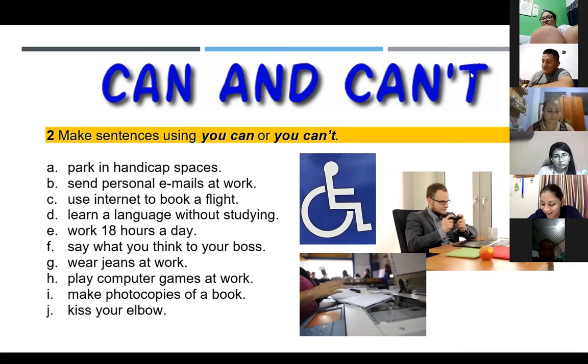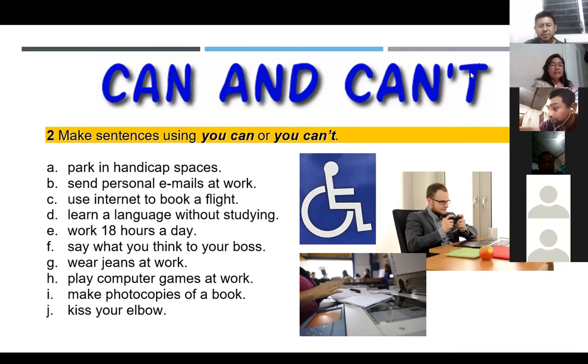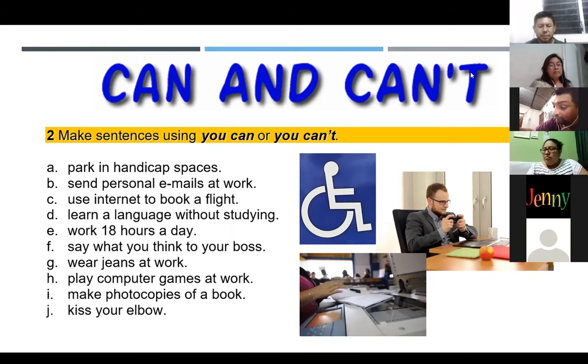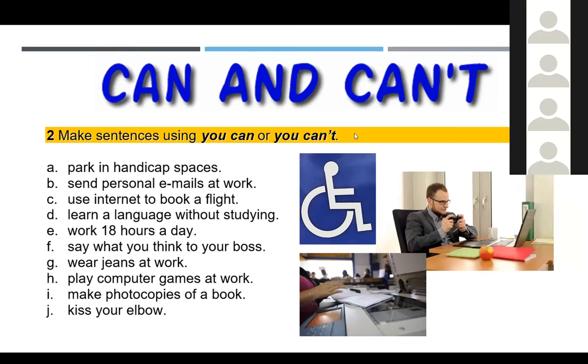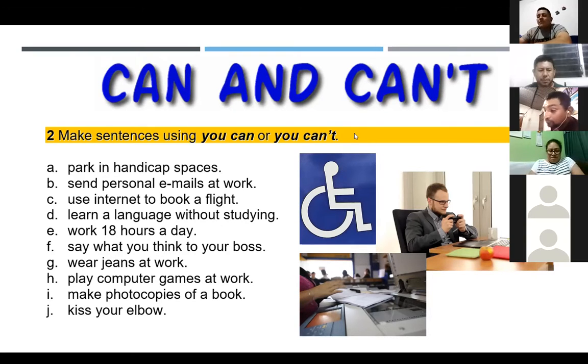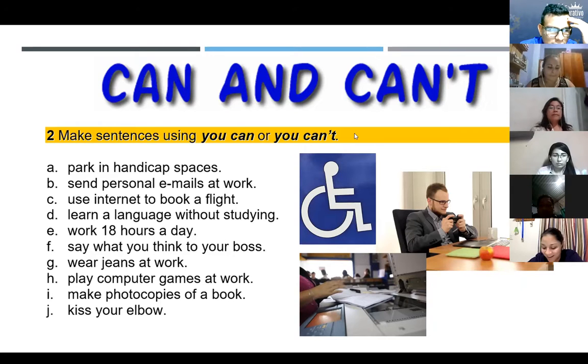Mr. Juan Alberto, letter G. You can't wear jeans at work. Yes. All right. Even if you work in a formal environment, you can't wear jeans. Okay, Miss Sonia, in your case, you're a teacher, yes, right? So you can't. Okay, Miss Sonia, letter H, please. You can't play computer games at work. Okay, you can't. Perfect. Letter I.